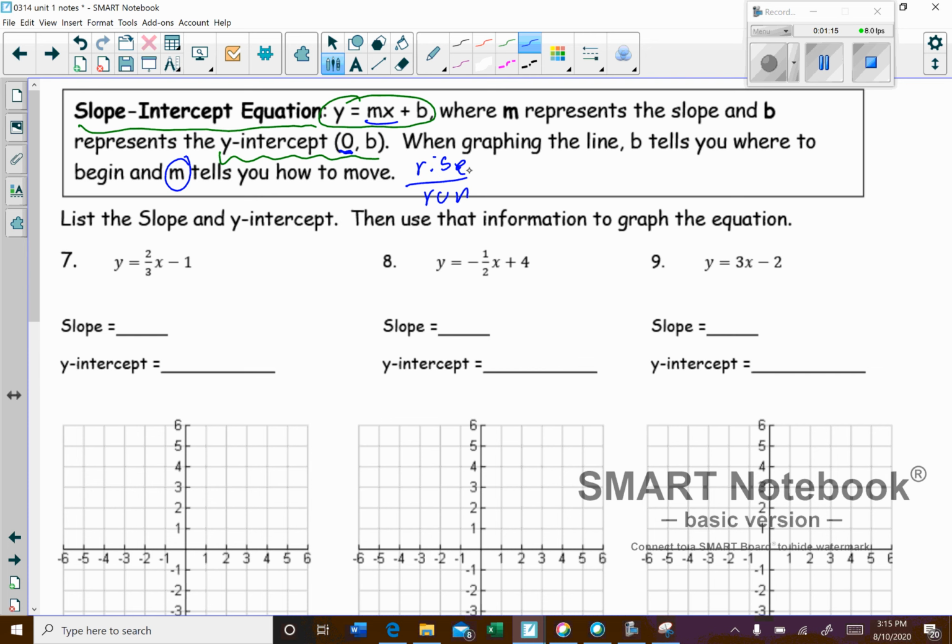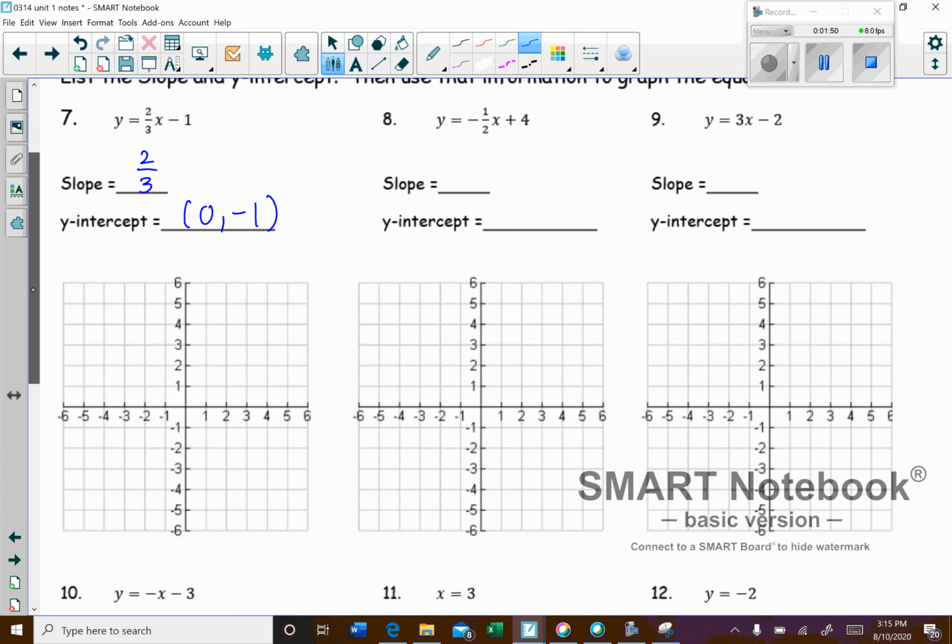Okay, so let's look at these first couple. They're all in slope-intercept form. Eventually, they may not be in slope-intercept form, and we'll have to adjust them. But all these first couple that we're going to look at are in that format. The slope is the coefficient in front of x, so it's 2/3. Don't take the x with it. That's a common mistake students will make. The x is not part of the slope. That's the variable. The y-intercept would be at (0, -1), because if I let x equal 0, y is going to equal that -1.